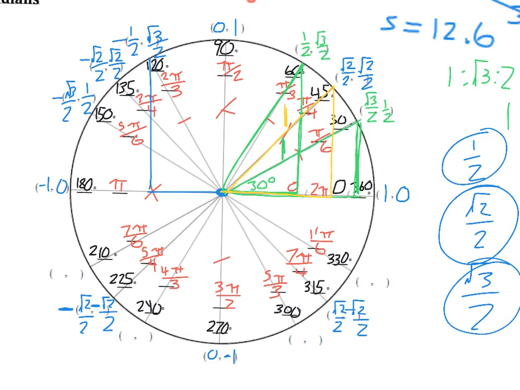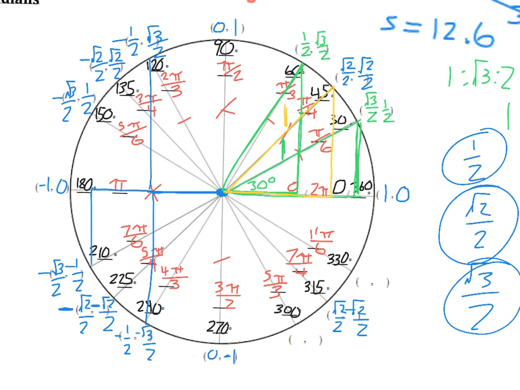Alright, for 210, what's longer? Is 210 further in the x direction or further in the y direction? Looks like the x distance was a lot longer. So that gets rad 3 over 2. The y distance was short, that's 1/2. These are both negative. Alright, looking at 240, the x distance is short, the y distance is long, so the x gets the 1/2, the y gets the rad 3 over 2. These are both negative in quadrant 3.